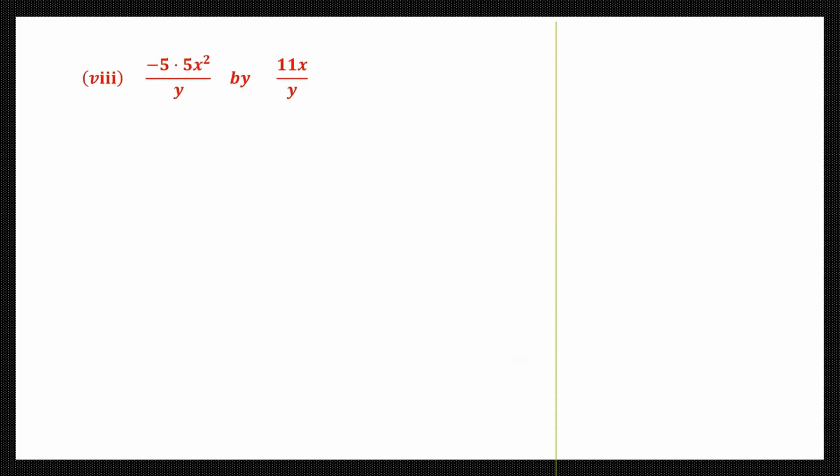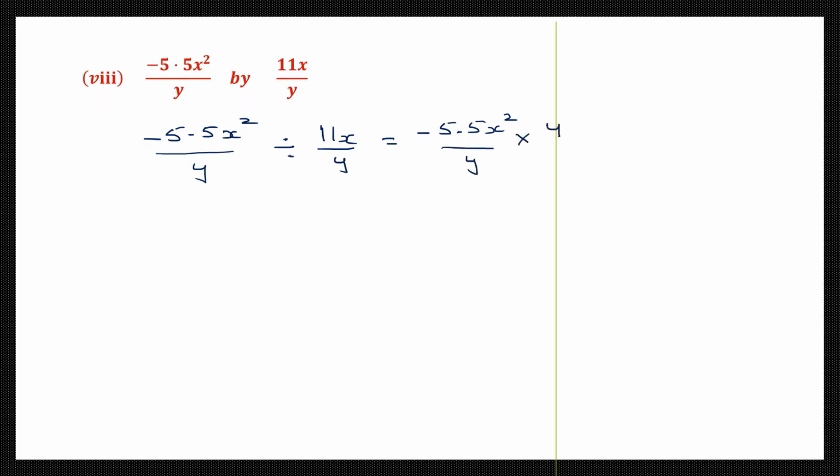Question 8. So let's start working this out carefully. So this is minus 5.5x squared by y divided by 11x by y. So it's a fraction form. So let's change that. Minus 5.5x squared by y. Division changes to multiplication, and we write the reciprocal, y by 11x.